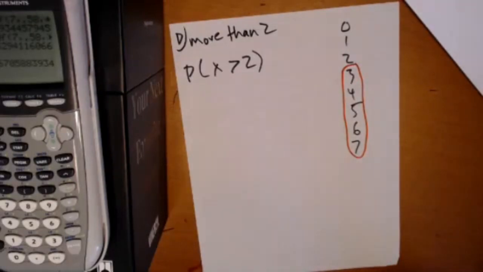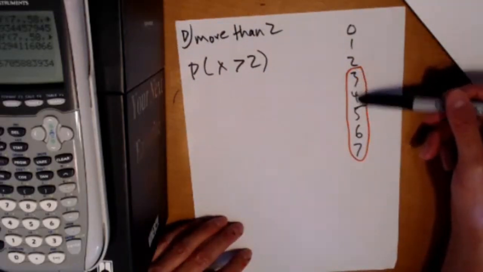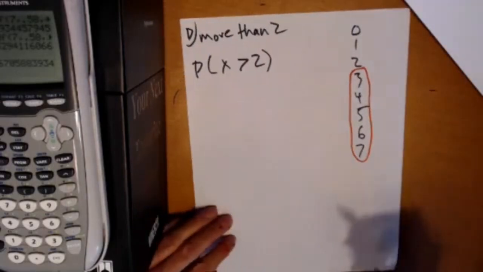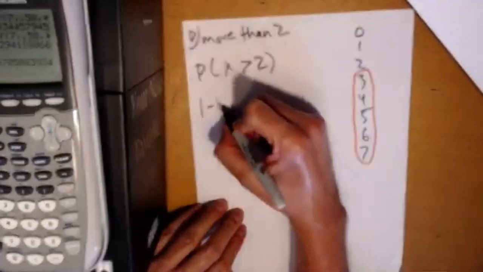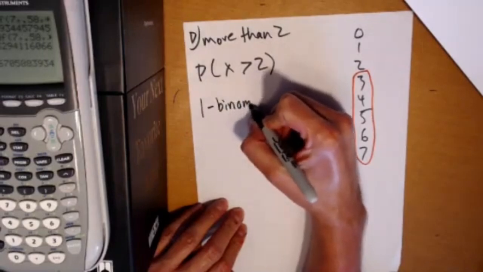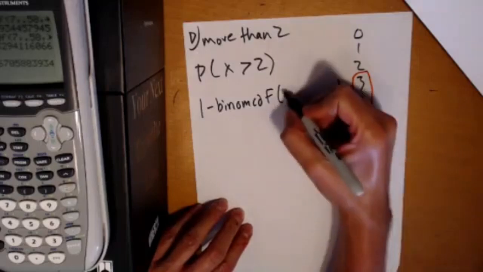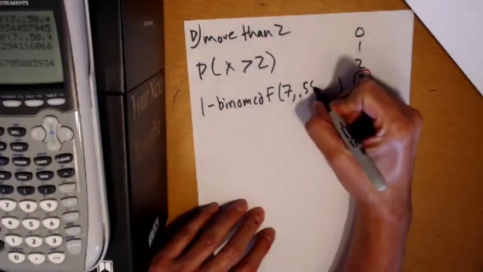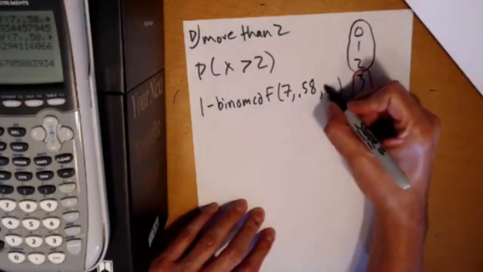Ooh, so why don't I do that one trick again? If I'm interested in all of these, my calculator doesn't do from 3 to 7, but it could do from 2 to 0. So why don't I do that 1 minus trick? You're hoping you'd never see the 1 minus trick again? Oh no, it keeps coming back. So 1 minus binomial CDF of the N, P, X. N was 7, the P was 0.58, and the X would be 2.